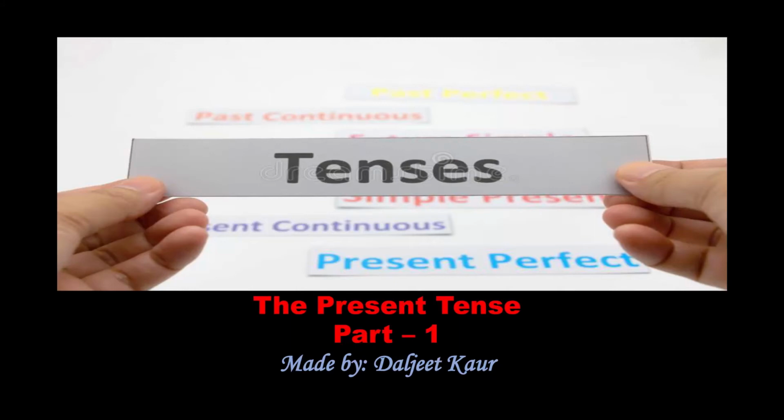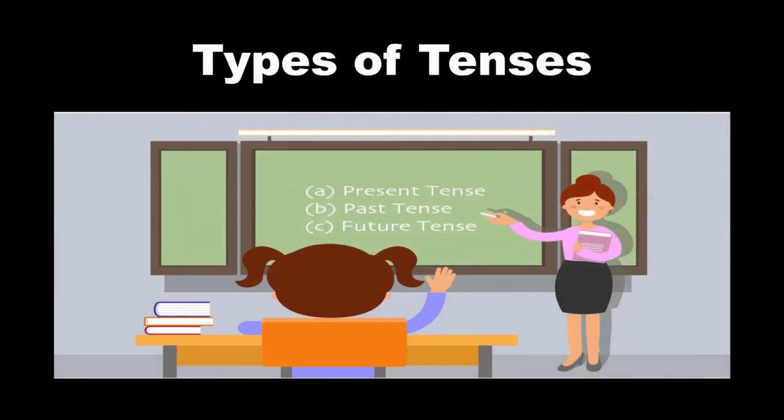Hello children, in this lesson you will learn the first form of tense, that is simple present tense. First, let us understand what tenses are. Tenses play a crucial role in the English language. They denote the time an action takes place. Broadly, there are three main tenses, that is past tense, present tense and future tense.